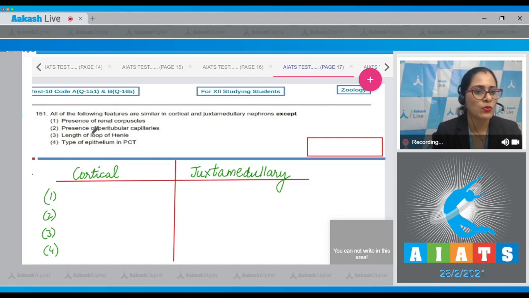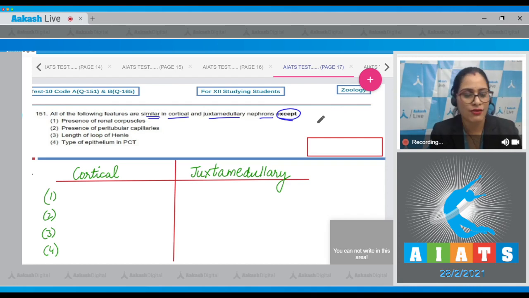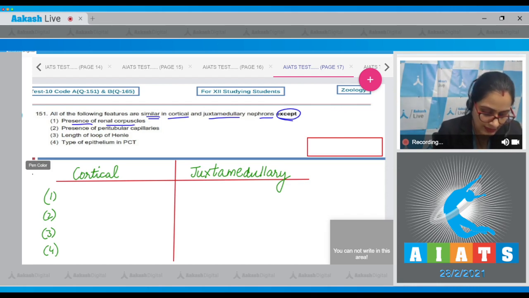Question number 151. All of the following features are similar in cortical and juxtamedullary nephrons except. So we have to find out a dissimilar feature between cortical and juxtamedullary nephrons. The very first option given is presence of renal corpuscles. As both cortical and juxtamedullary nephrons possess renal corpuscles, this cannot be a correct answer.